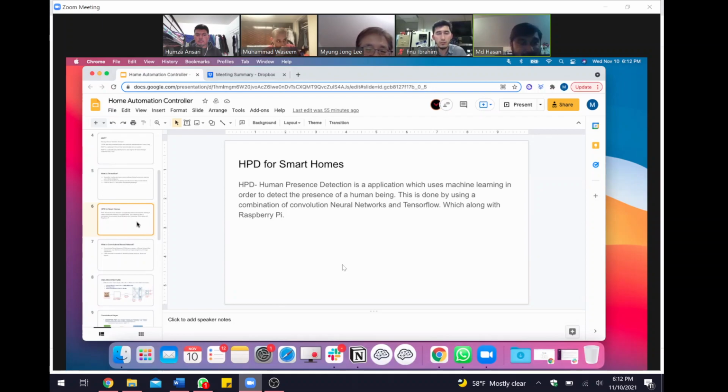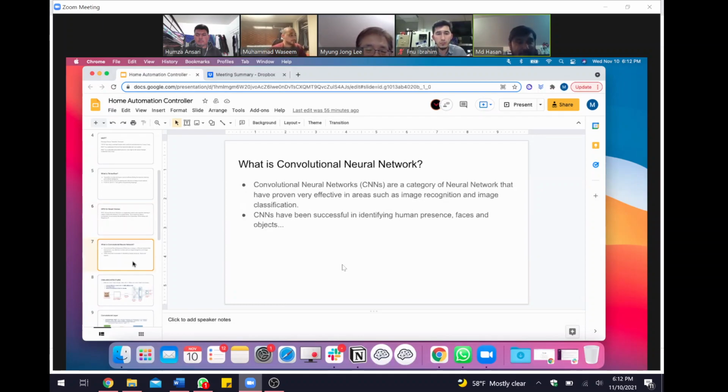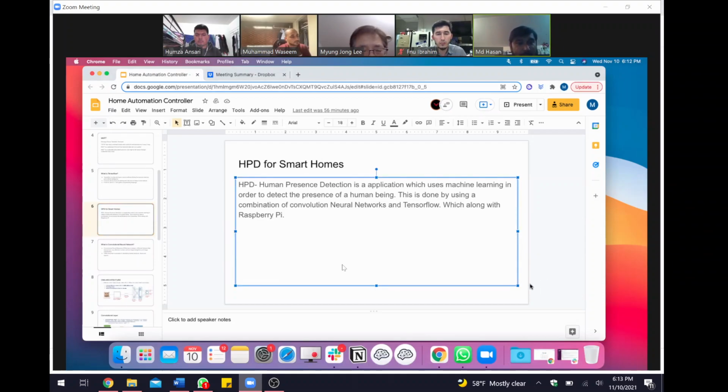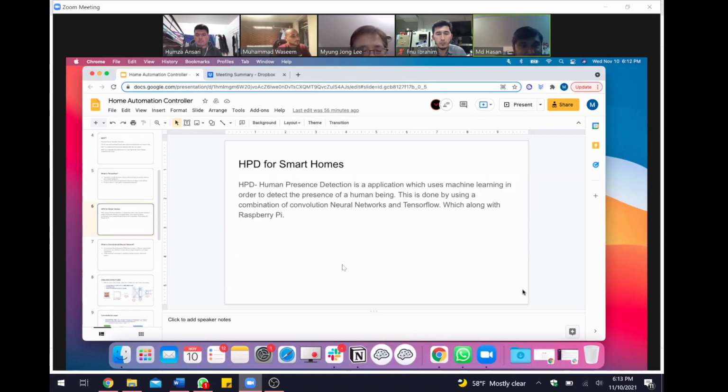In the next slide, HPD for the smart home. What does HPD stand for? HPD stands for Human Presence Detection. It is an application which uses machine learning to detect a person, or the presence of a human being. This is done using a combination of a convolutional neural network and TensorFlow, along with a Raspberry Pi.